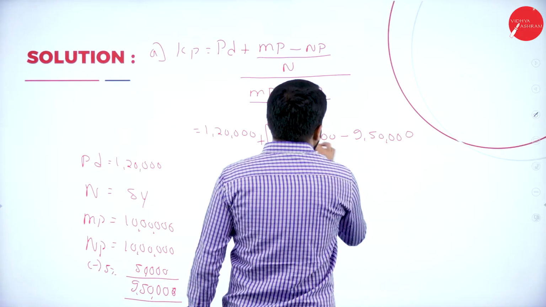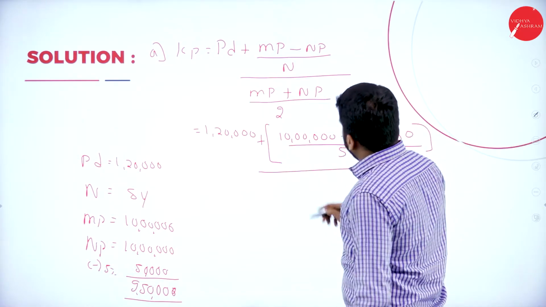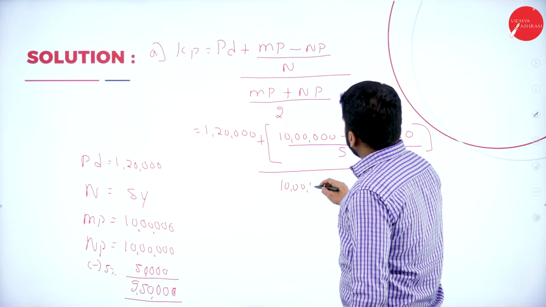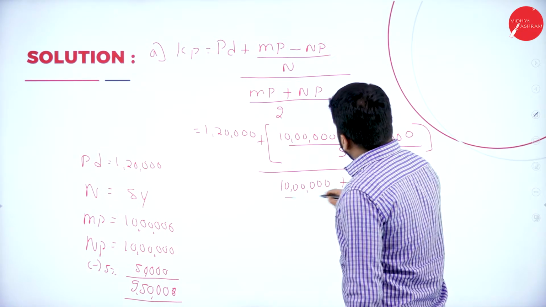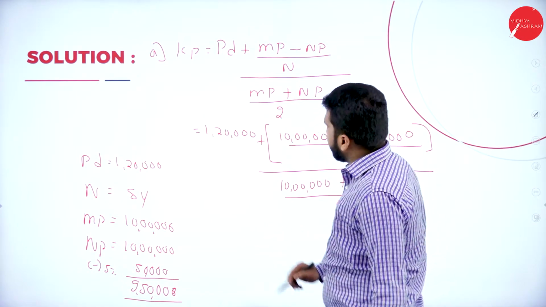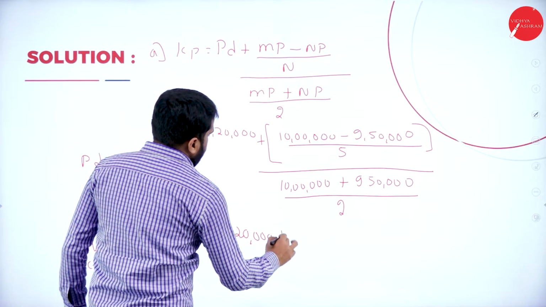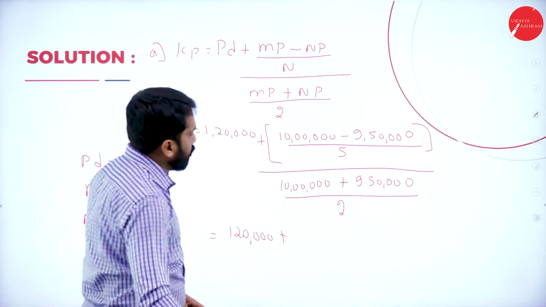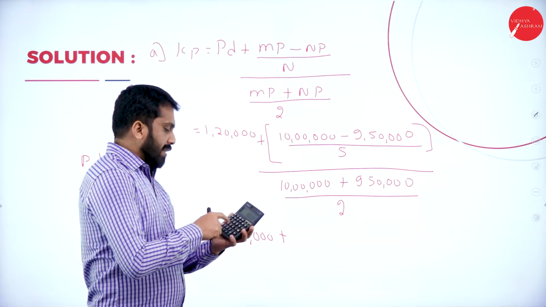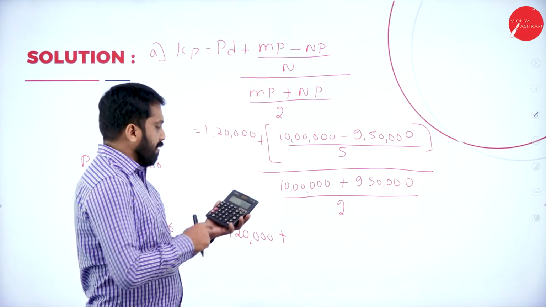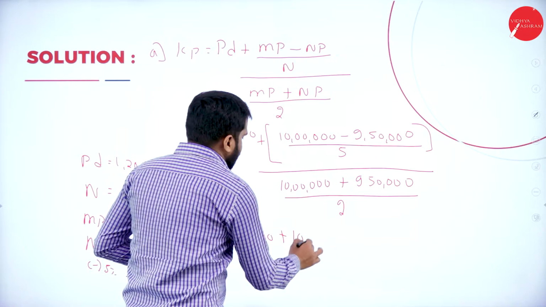9,50,000 divided by number of years, 5, whole divided by your 10 lakh plus 9,50,000 divided by 2. So we'll simplify this. 1,20,000 will remain as it is, plus calculate this: 10 lakh minus 9 lakh 50. You will get 50,000 divided by 5. It will be 10,000.